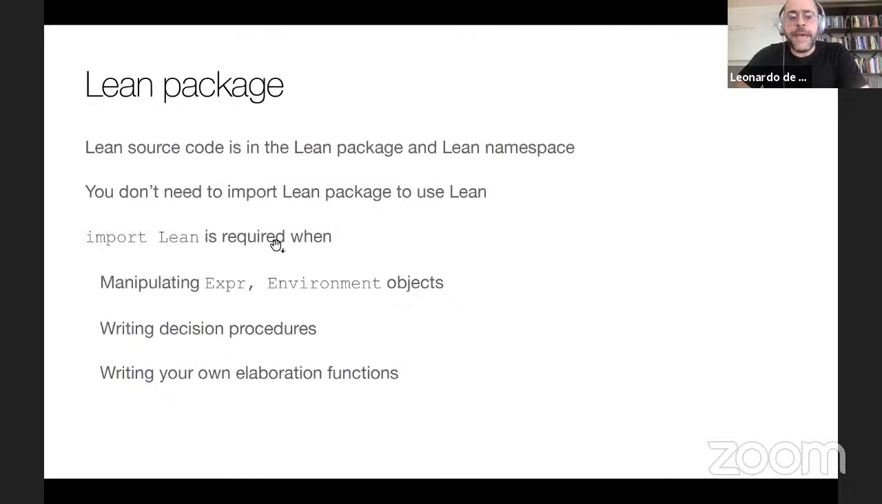But you need to import the Lean package in the following scenarios. You want to manipulate the kernel expressions, the kernel environments. You want to write decision procedures. You want to write your own elaboration functions. These are scenarios where you need to import Lean. And if you want performance, you can create a plugin. In the future, I hope we are going to be able to also just-in-time compile your code, and maybe even this extra step that may be annoying to a lot of people can be avoided.